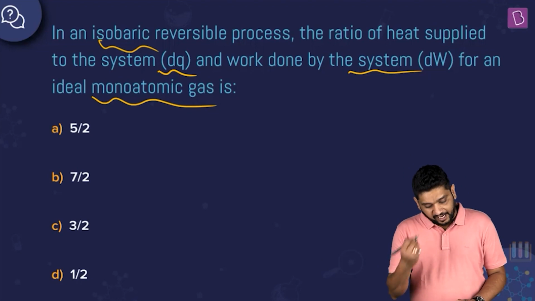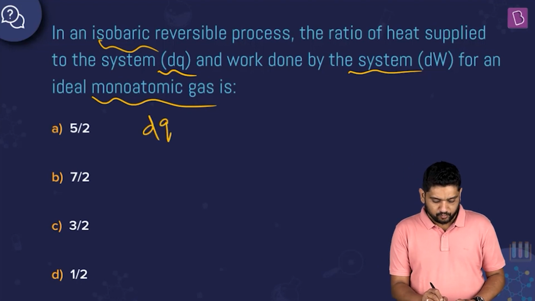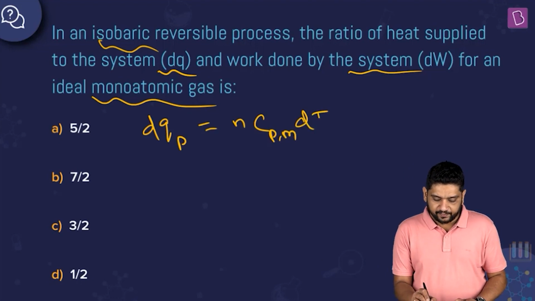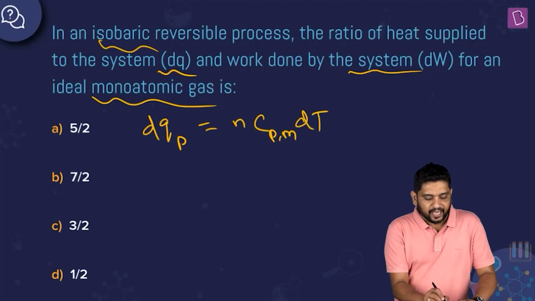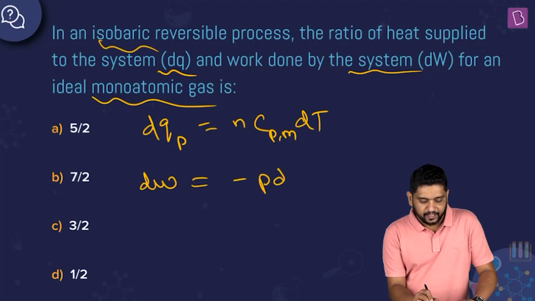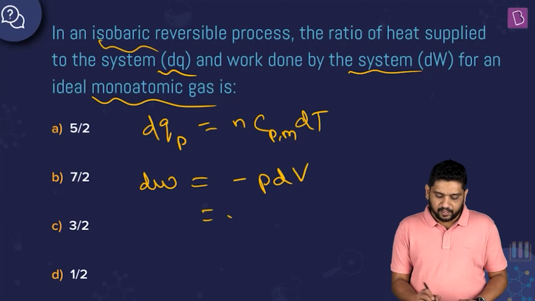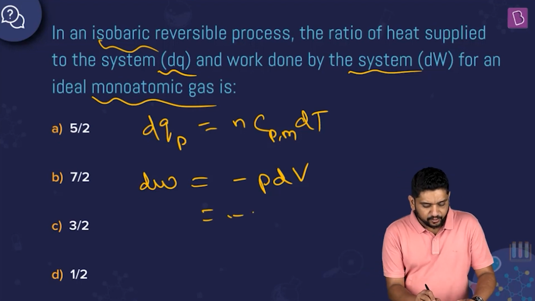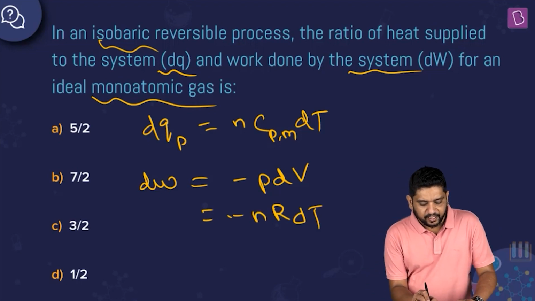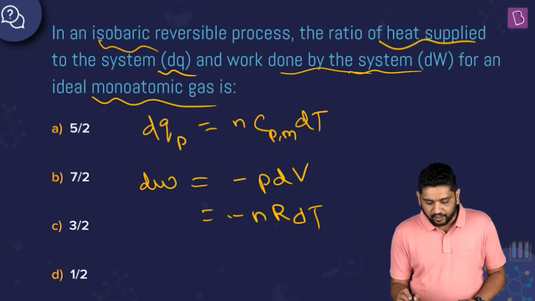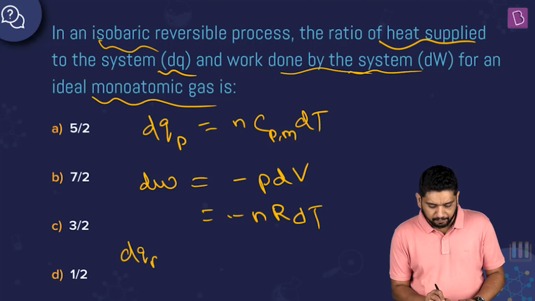So in an isobaric process we can also say dq, right. dq under constant pressure condition can be written as n Cp molar dT, and dw work done can be written as minus pdV. Minus pdV can also be written as, pV is nRT, pressure is constant, so pdV is nRdT, so you can write it as minus nRdT. Now we need the ratio of the heat supplied and the work done, right. So we need dqp by dw, and that is going to be how much?